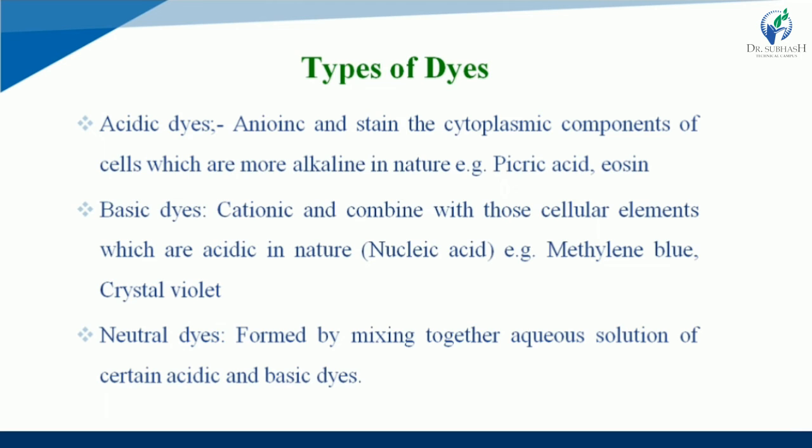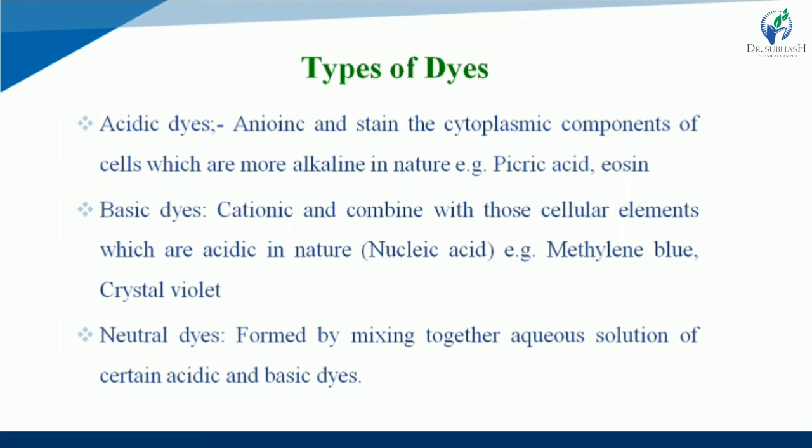Types of dyes. Mainly three types of dyes are available. The first is acidic dyes, the next is basic dyes, and the last is neutral dyes. Acidic dyes are anionic and stain the cytoplasmic components of cells, which are more alkaline in nature. Examples are picric acid as well as eosin.